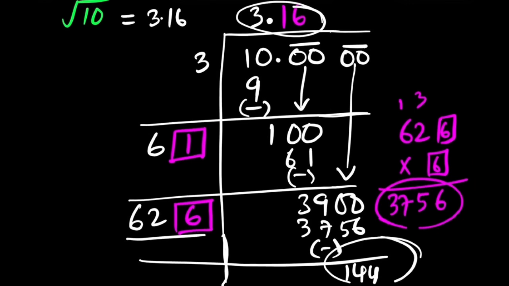So one little observation is that the remainder is never 0 while finding the square root of non-perfect squares.